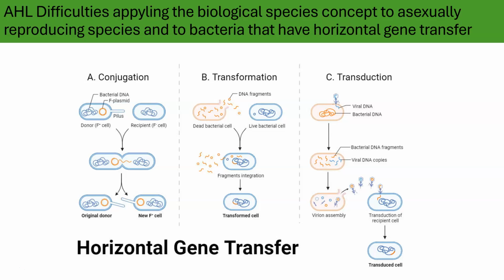Now we're going to continue, and we left off with this point about applying the biological species concept, which states that groups of organisms are species when they can reproduce and produce fertile offspring. And we've already mentioned some of this stuff. So asexually reproducing species are difficult to comply with this species concept. For example, bacteria that reproduce asexually and that also have horizontal gene transfer are tricky to use this with.